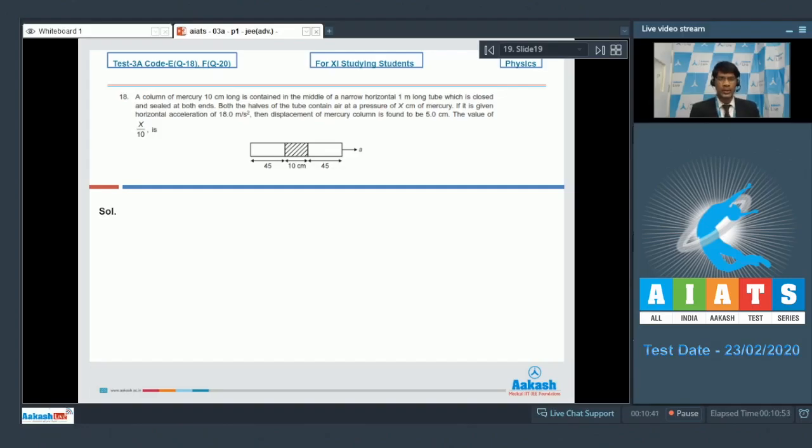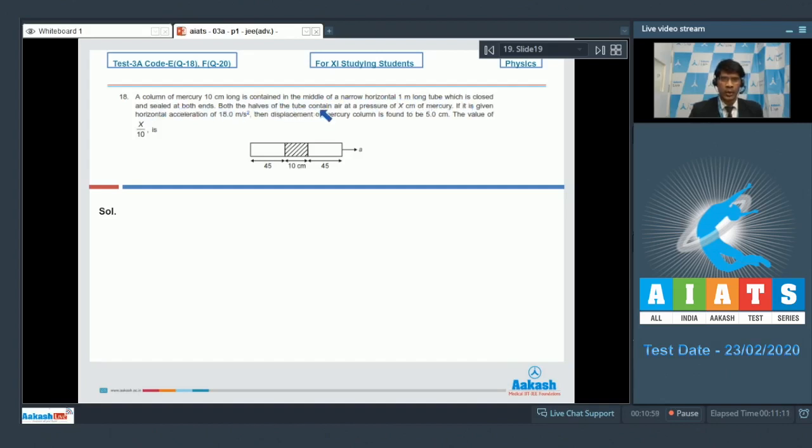From here onwards, we shall have the questions which will only have the integer type of answers. Well, let's proceed with question number 18. A column of mercury 10 centimeter long is contained in the middle of a narrow horizontal 1 meter long tube which is closed and sealed at both ends.